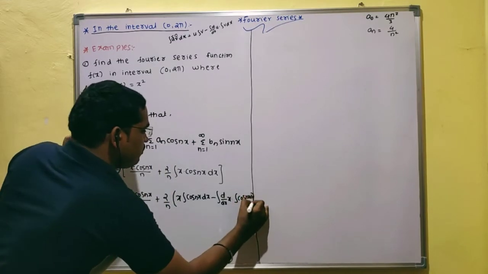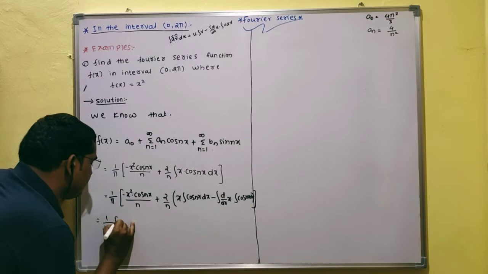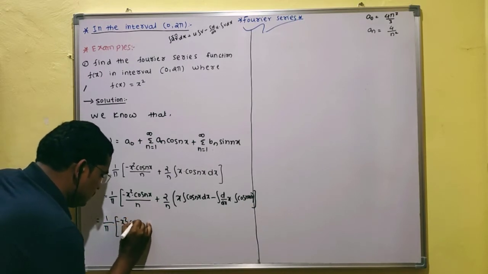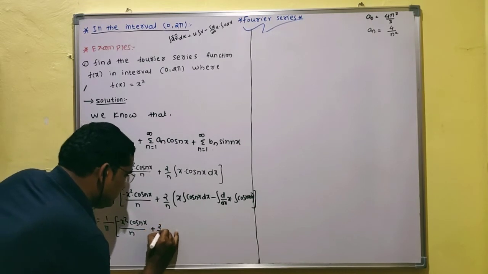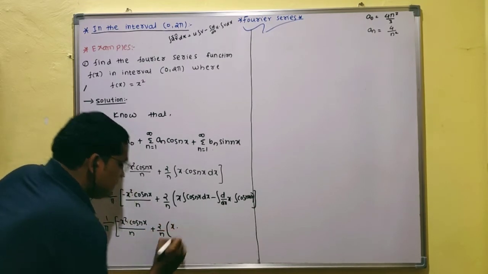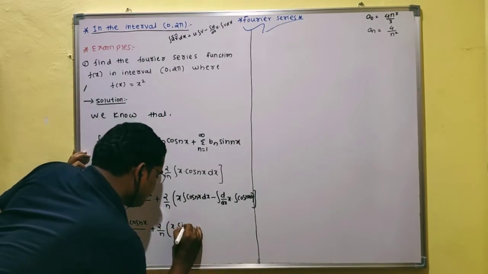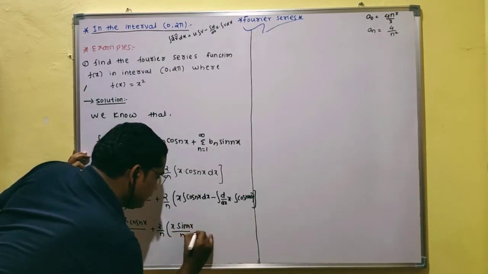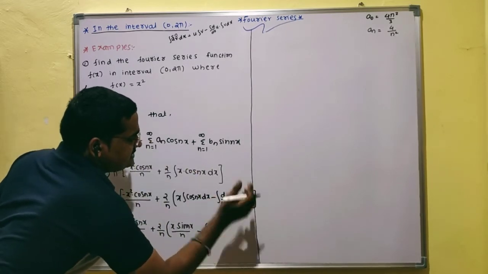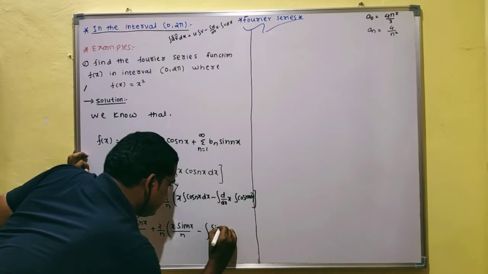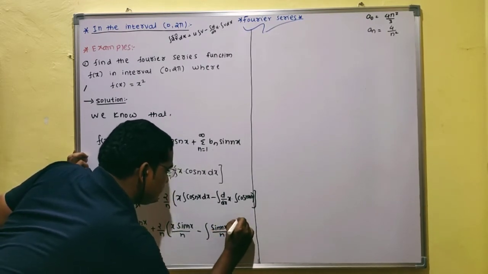Okay, now this formula is here, which is equal to 1 upon pi as it is, this formula: minus x square into cos nx upon n plus 2 by n is also as it is, into this bracket. What is the integration of cos nx? It is sin nx upon n, minus integration of derivative of x, which is 1, and integration of cos nx is sin nx, sin nx upon n into dx. This bracket is complete, total bracket is complete.